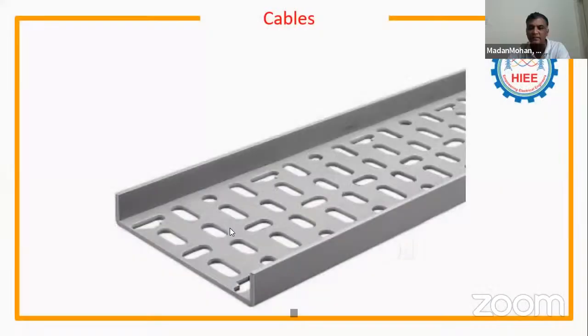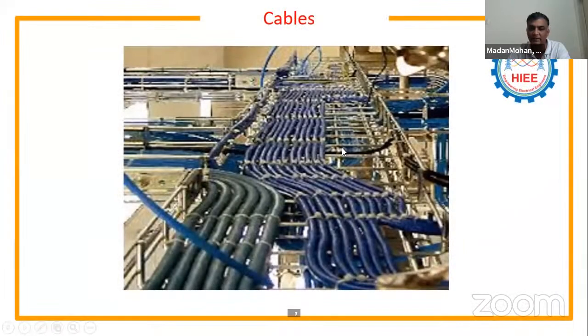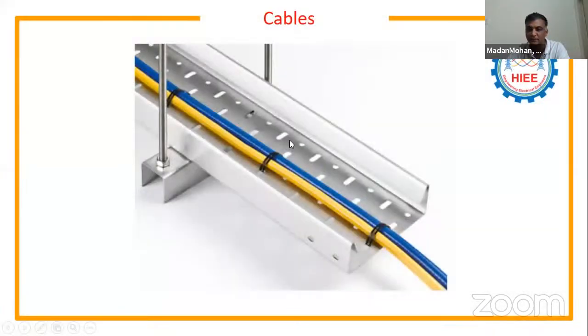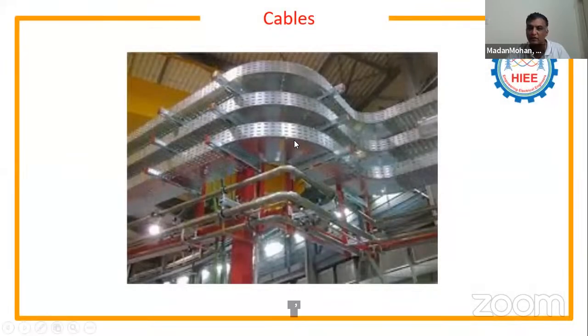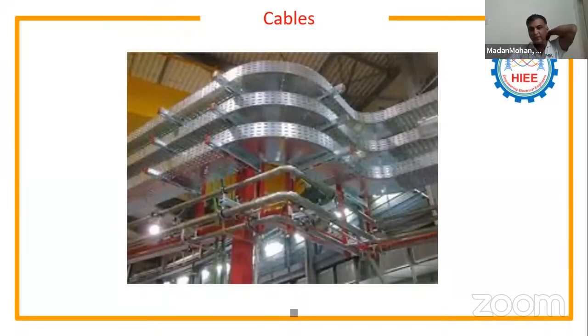When laying above the ground, these are the cable trays we use to lay the cables. This is how cables are laid in the industries, depending upon the requirement. These are the various pictures. You can understand how we lay the cables in the industry by using cable joints and all. This is above the ground, open to air. There is air circulation within the cables. So this is called group rating factor.